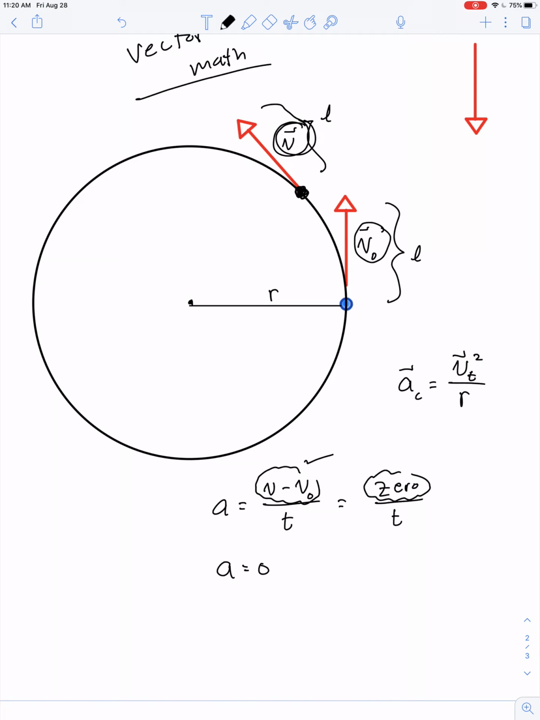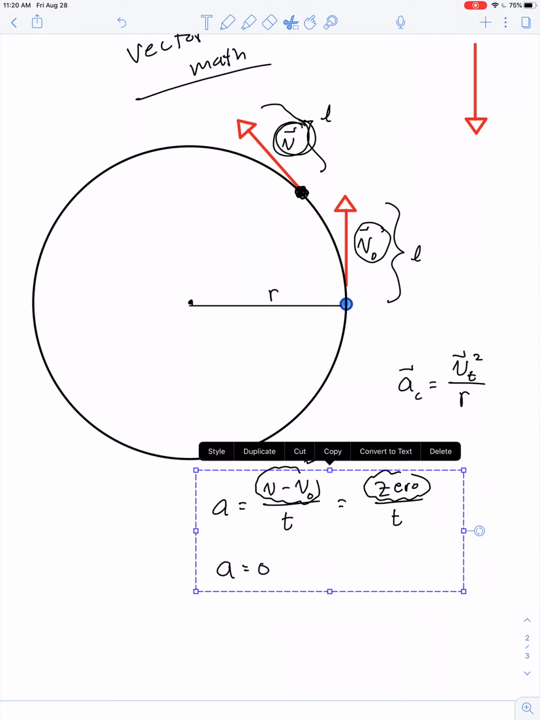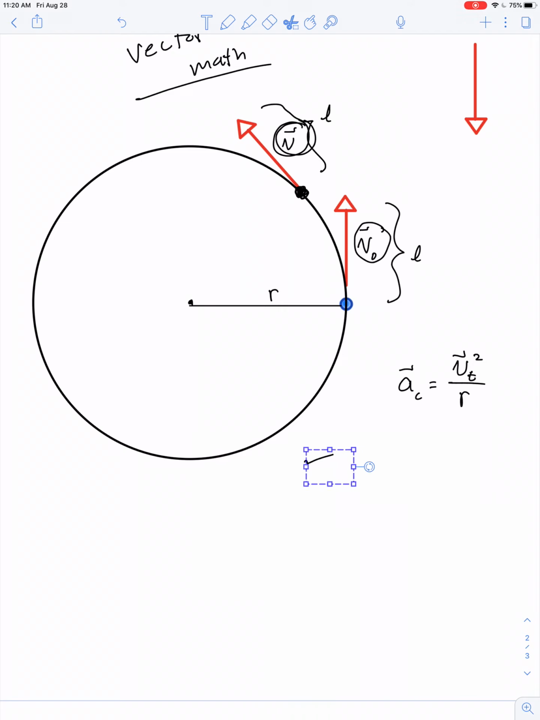So let me draw a diagram that'll help you appreciate the vector nature of velocity a little bit better in this calculation. Let's think of it like this.